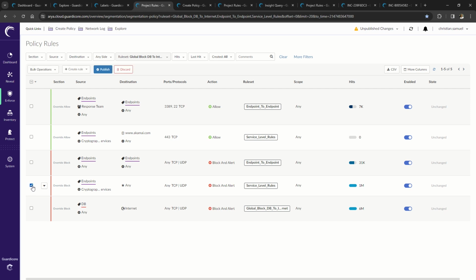Examining this override block rule, it blocks at the service level. Processes can include multiple services, so blocking a process also blocks the included services. This feature enables a more granular enforcement. This override block rule blocks and alerts any endpoint from using cryptographic services.